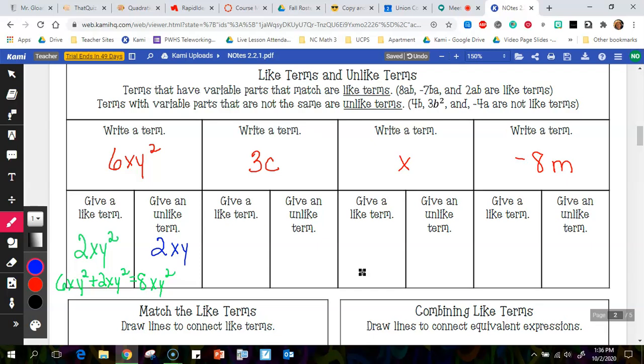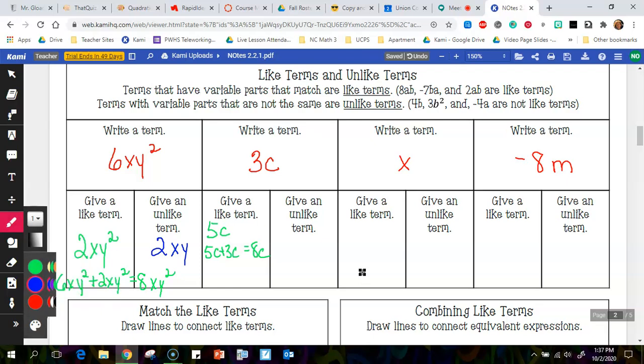Okay, the next one, 3c. Let's go for green here. And I'm going to write it up here so I have a little bit more room. A like term for that, let's say 5c. So 5c plus 3c would equal 8c. So I could add those two together by adding the coefficients.